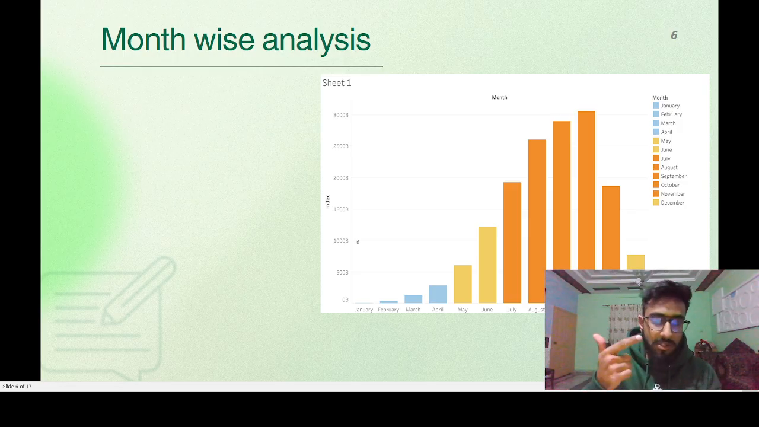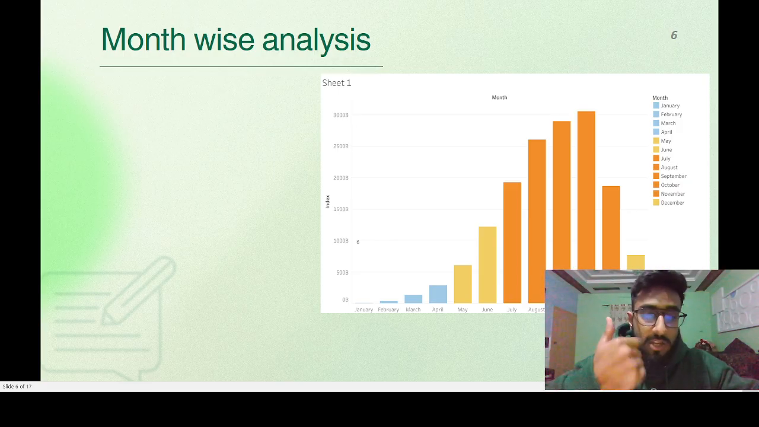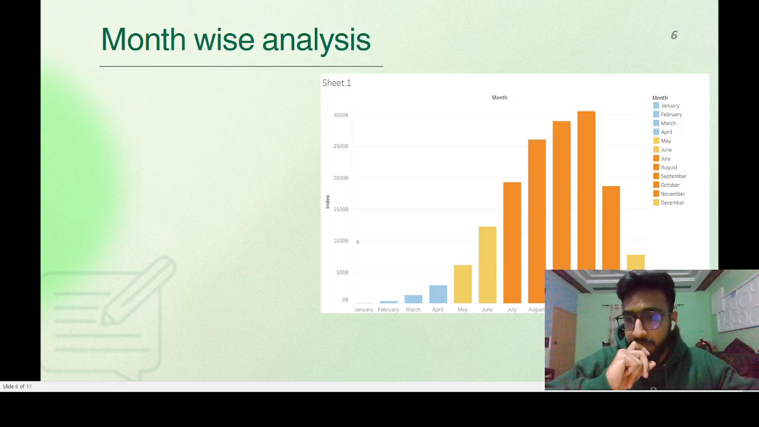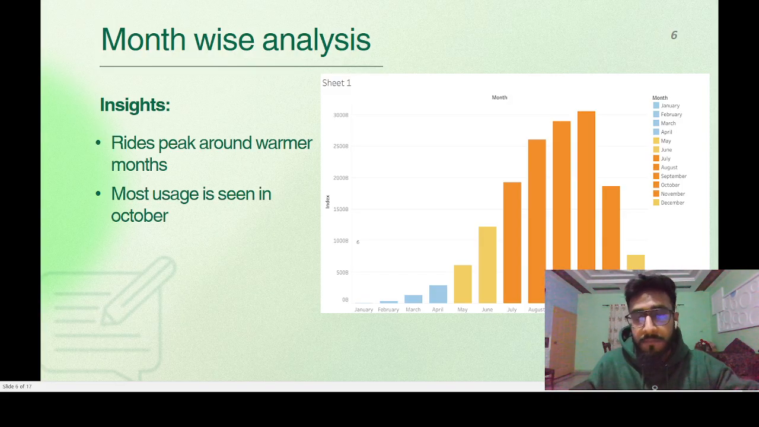November and December. This makes sense that when the weather is pleasant around the year, when it's not cold, when it's not snowing, people are better off riding the bikes than in colder weather. The drop in December is significant, then January is very low, then Feb, March, and April. So what we see is peak rides around warmer months. Most usage is seen in October.